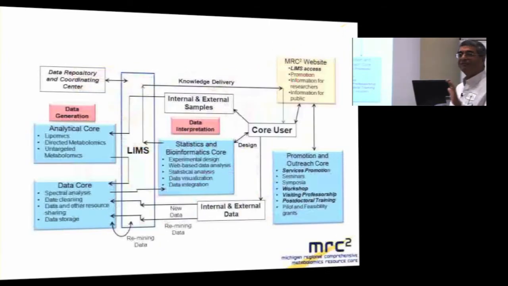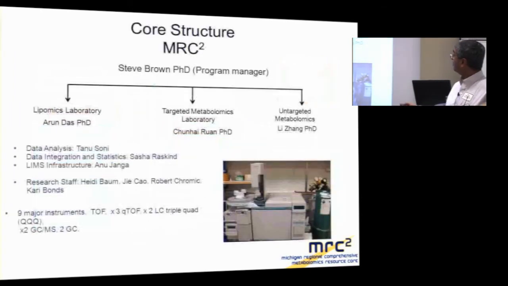So, as Chuck said, I'll briefly go through the overview of our core system. We have an analytical core, which is basically all the instrumentation. We offer very different types of analysis. The data core is where the spectra is derived and meaning is brought into the spectra, so this is cleaning the data, normalizing, et cetera. The statistics and bioinformatics core can help you with the statistical aspect of things. And obviously, the promotion and outreach core is the reason why we are here today. They organize the symposium and give you pilot and feasibility grants if you're interested in doing some pilot experiments for this type of work. The core structure: Steve Brown is there in the back, and he'll be giving a talk later.